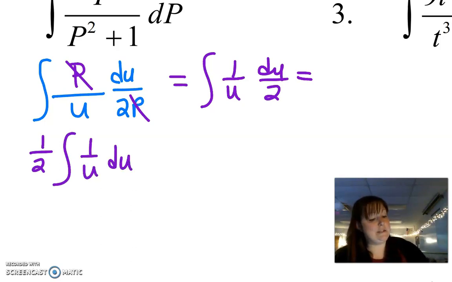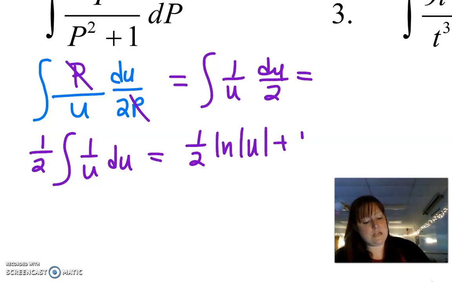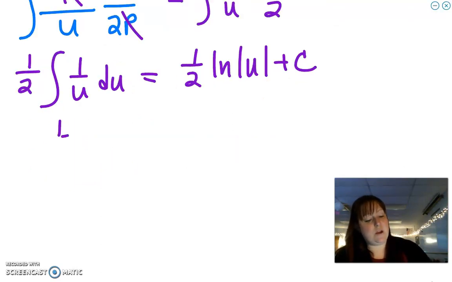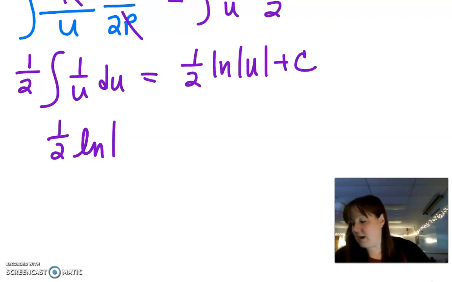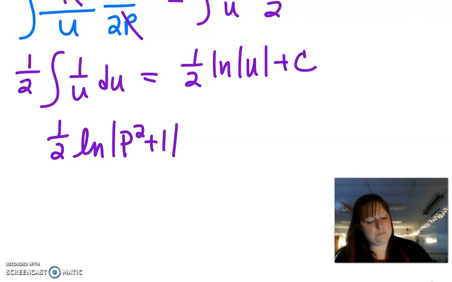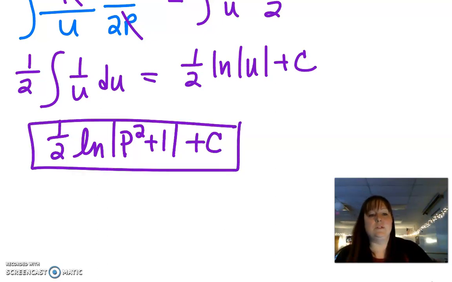Okay, well, I know how to integrate that, don't I? That's 1/2 ln absolute value of u plus c. And then I can undo my u substitution by getting this back in terms of p. So it's 1/2. I'm going to do cursive L so you can tell that's not a 1. ln of u, and u was p squared plus 1, plus c. So there you go. That's it. Okay, let's take a look at this one.